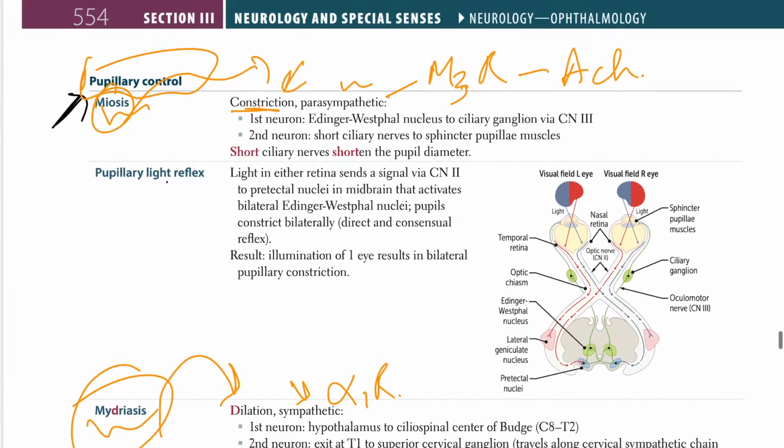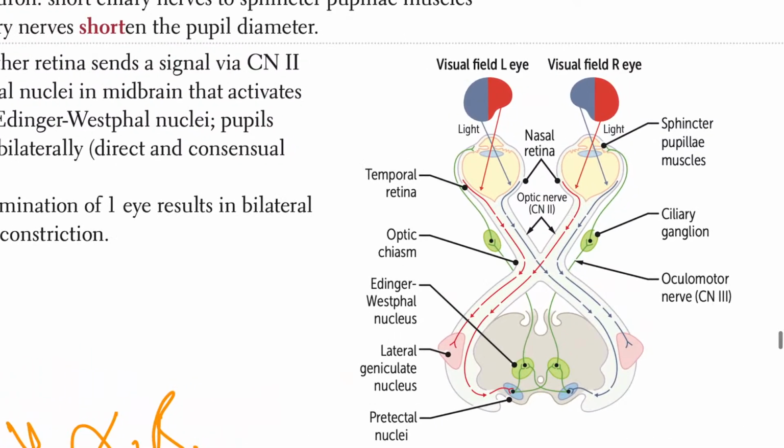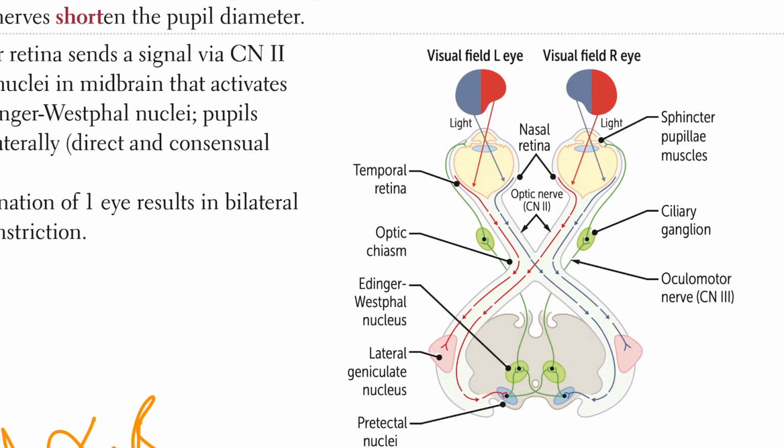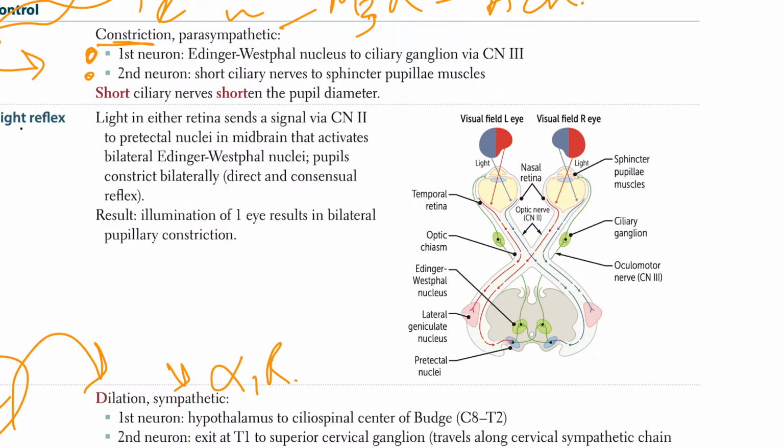Okay, so let's take a look at meiosis, first neuron and second neuron. Let's dive into this picture now to figure out the first and second neuron. So for meiosis, the first neuron is from the Edinger-Westphal nucleus to the ciliary ganglion via cranial nerve 3. So let's take a look at that. First, we are looking from here, from the Edinger-Westphal nucleus.